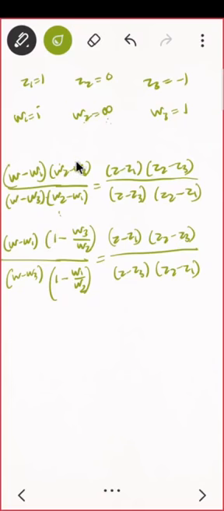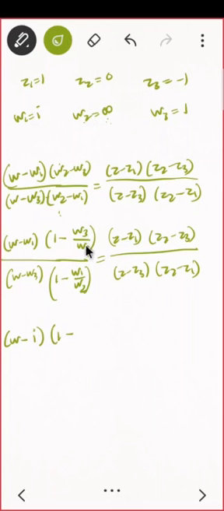This is my Mobius transformation. The question is to find the Mobius transformation, so I am using the implicit form. So this is my implicit form, correct? Let us put the values. You have w minus w1. What is the value of w1? That is i, correct? And 1 minus w3 by w2.